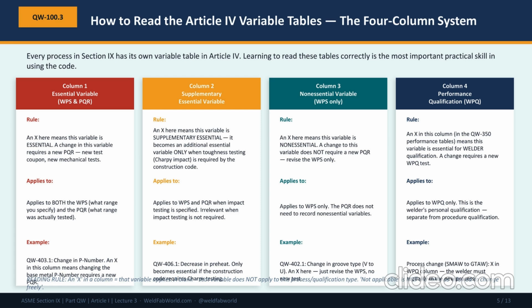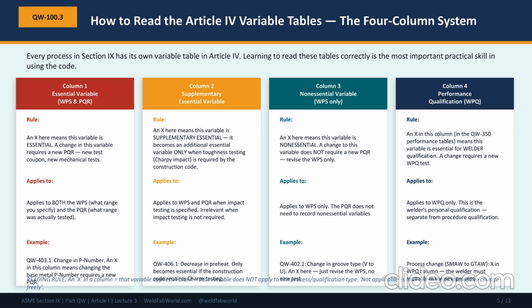Column 4, Performance Qualification. Label, WPQ only. An X in this column, which appears in the QW-350 series performance qualification tables, means the variable is essential for the welder's personal qualification. A change in this variable requires the welder to take a new performance qualification test. This column is only in the welder and operator performance qualification tables, not in the procedure qualification tables. The WPQ is about the person. The WPS and PQR are about the process.